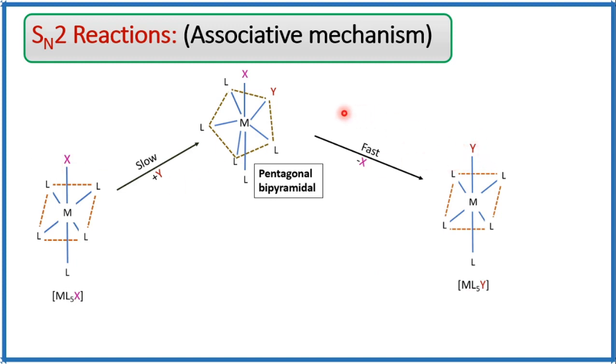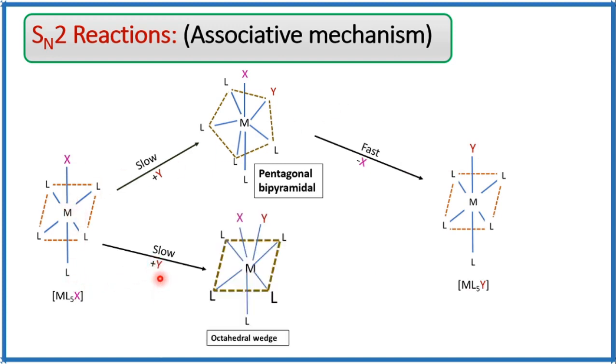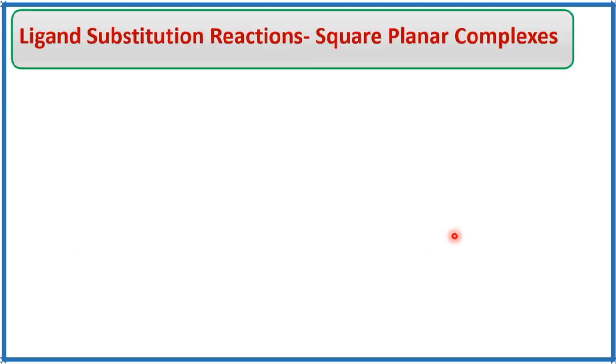This is one type of mechanism. In another way, we can say that this ML5X again associates with Y to give an octahedral wedge shape. So this is the octahedral wedge-shaped intermediate. So octahedral, and there is a wedge type of thing. We get this octahedral wedge-shaped intermediate, and this one loses X to give the product ML5Y. In this way, the SN2 or associative mechanism takes place.